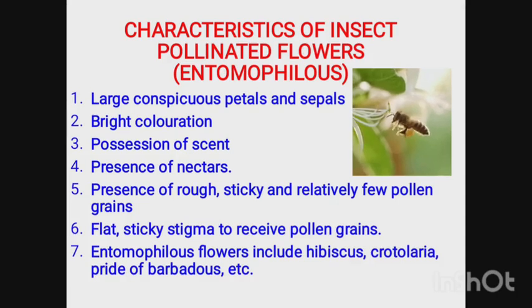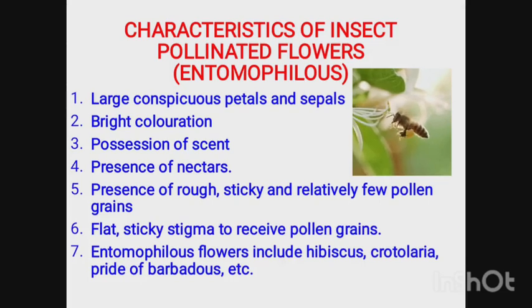So how do we know a flower that is pollinated by insects? Number one, they have large conspicuous petals and sepals. Their petals are always large. Why is it large? It's just to attract the insects. Same thing, their sepals are always large. We talked about petals and sepals in parts of flower in lesson one. They're always large to attract these insects.